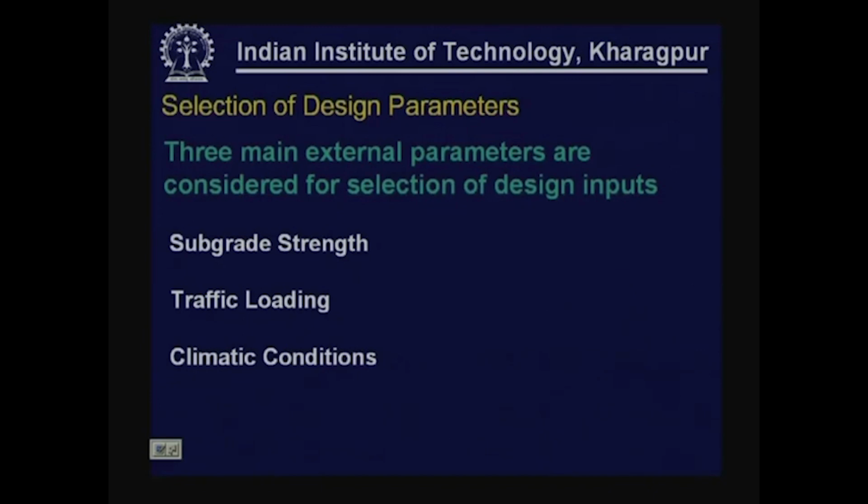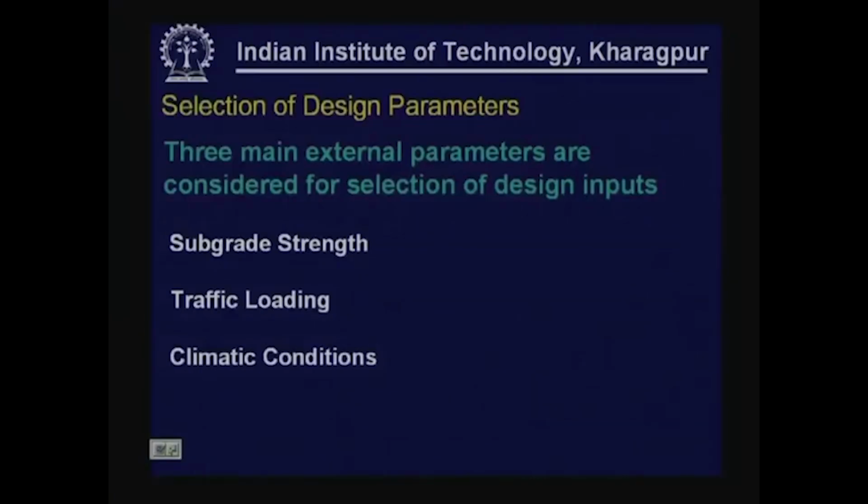In selecting these design parameters such as thickness, type of pavement, number of layers and so on and so forth, we have to basically consider three external parameters. These are parameters that are external to the pavement. The first one is the subgrade strength. What is the type of subgrade that we are trying to provide? What is the strength that this subgrade can mobilize, and how do we take that subgrade strength into account in designing our pavement? The first external parameter that we have to consider is subgrade strength.